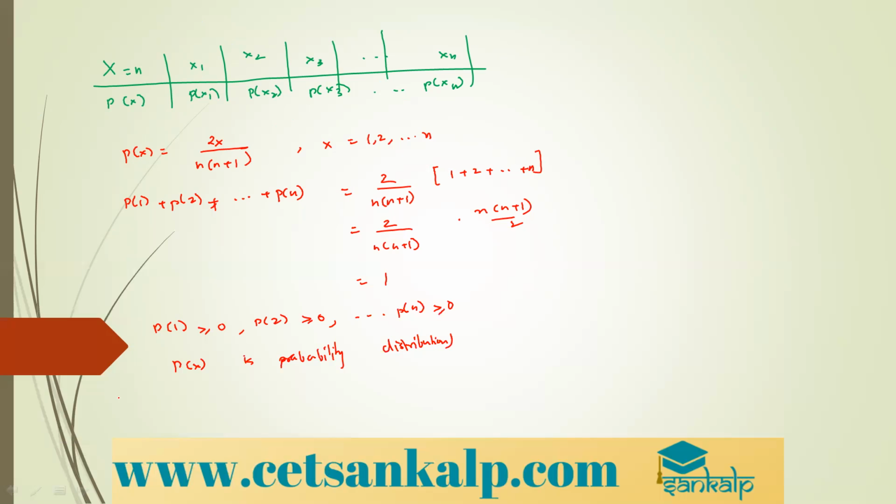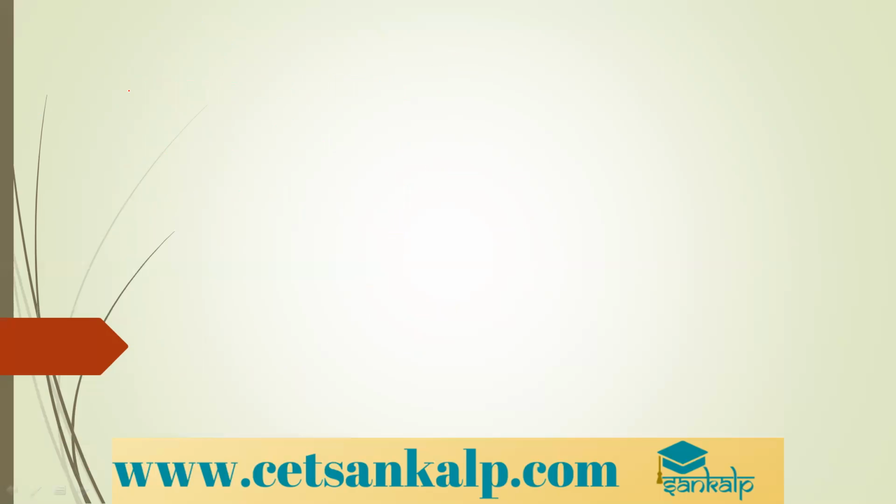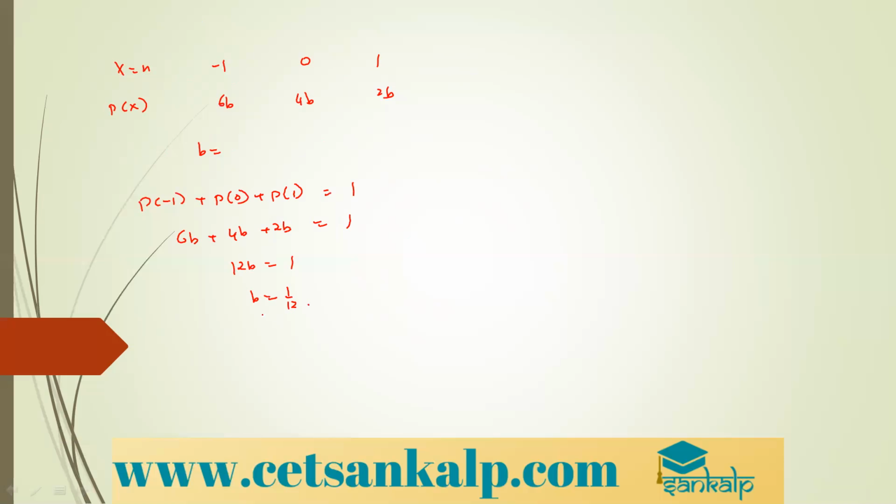Similarly, I'll give you another example. Suppose I give you a probability distribution of random variable x in the form of a table, x equal to minus 1, 0, 1, and probability of x as 6b, 4b, 2b. We have to find b. Then we know that probability of negative 1 plus probability of 0 plus probability of 1 will be equal to 1. That is 6b plus 4b plus 2b equal to 1. 12b equal to 1, or b will be 1 by 12.